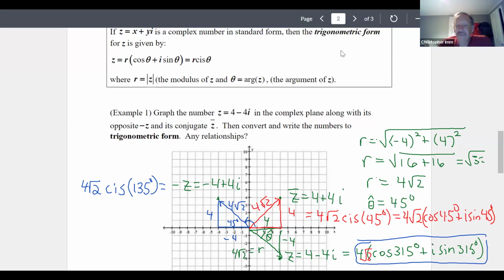Also, you can see that when you plot a number and its conjugate, you're really just flipping it about that x-axis. That's the real axis. That makes sense because the real parts are going to stay the same, but the imaginary parts are going to be opposite. Finally, if you're looking for a relationship between a number and its opposite, that's going to be the number flipped about the origin. So we're going to flip it right through the origin and we'll get the same thing. All right, hopefully this gives you a taste here. I'm going to pause and we'll look at some more.